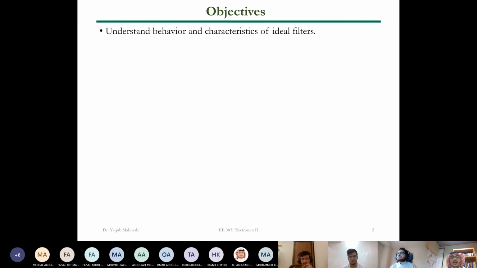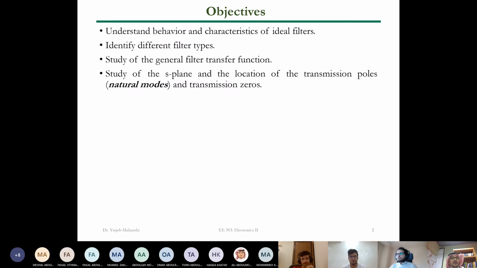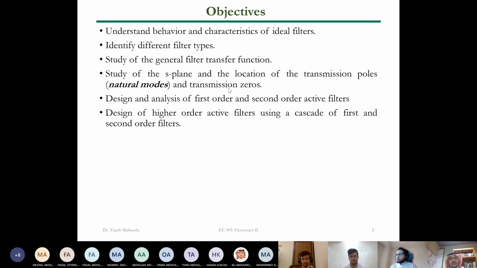So, of course, we are targeting here active filters, because I think most of you already know at least the basic filters, which are passive filters. Of course, we'll go over and identify different filter types. If I give you a transfer function, I need you to identify which type of filter this is. If I give you a circuit, I need you to analyze the circuit and decide which type of filter it is, and so on.